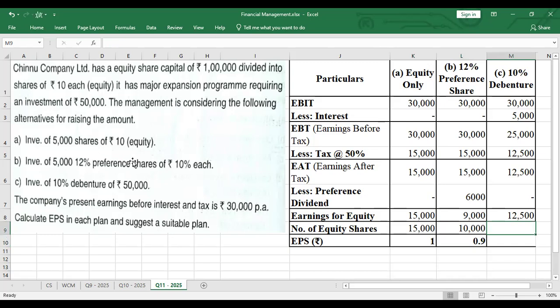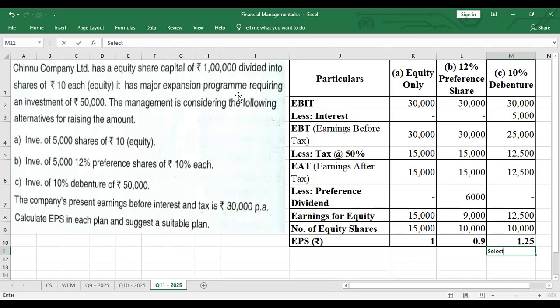Last answer, number of equity shares. How much? Existing 10,000 only, because in the new one we are issuing debenture. 12,500 divided by 10,000, 1.25. So the company has to select plan 3.